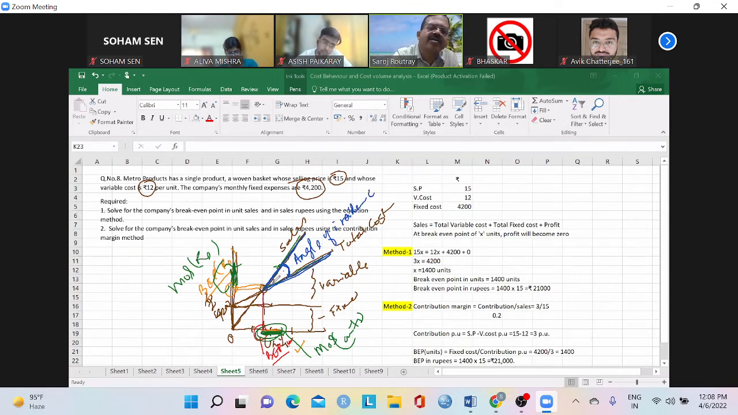Bigger the angle, bigger is the contribution margin. So if contribution margin is 20%, your angle may come like this, right? If it is 60%, it will come like this. So it depends on how much contribution margin you are having. But this is called angle of incidence. This is profit and this part is loss. This part is loss. And this part is, sorry, this part is profit.